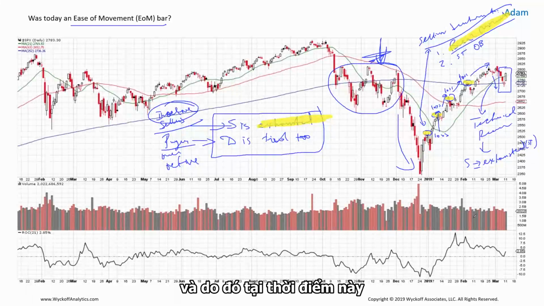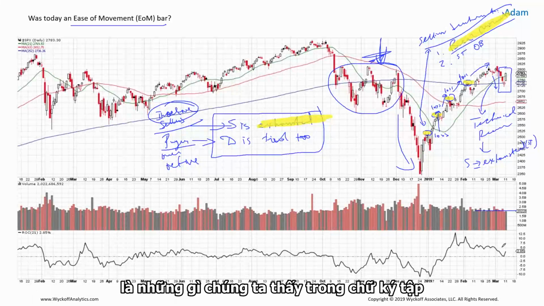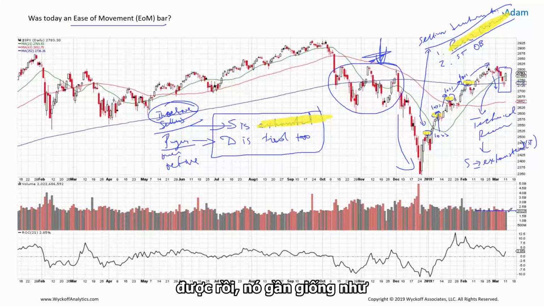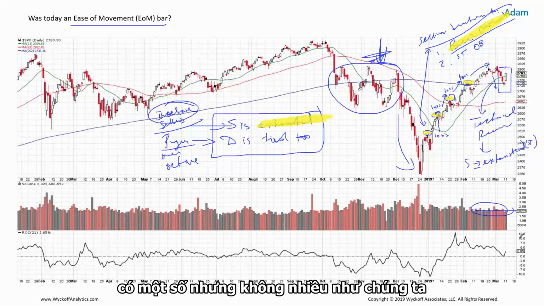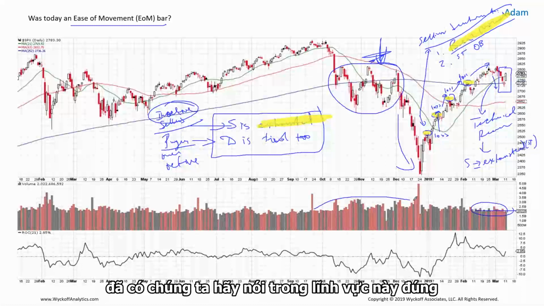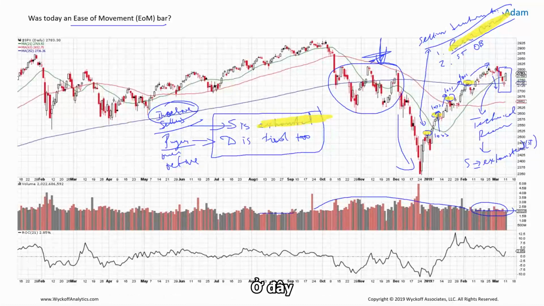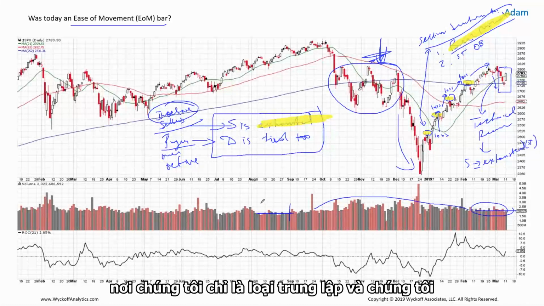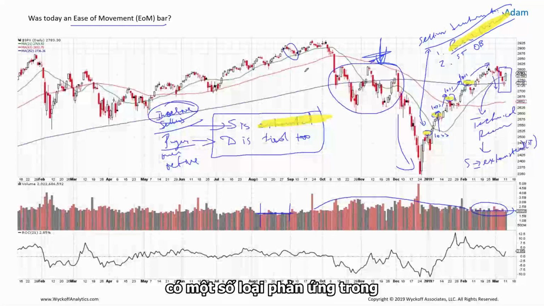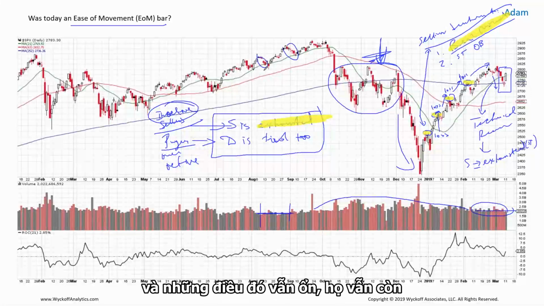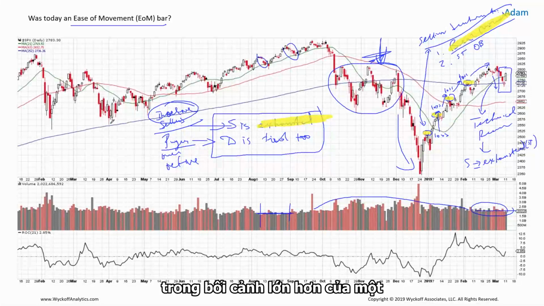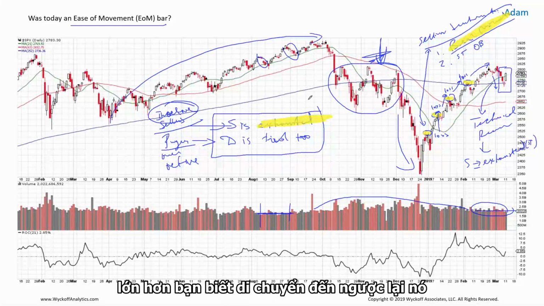And therefore, at this point in time, this is what we see in the volume signature. It's almost like there is not a lot of participation. There is some, but not as much as we have had, let's say, in this area right here. So what does this remind you of? Well, probably this environment right here, where we're just kind of neutral, and we have some reactions within the context of the swing, and those are fine. They're still within the bigger context of a much larger move to the upside.